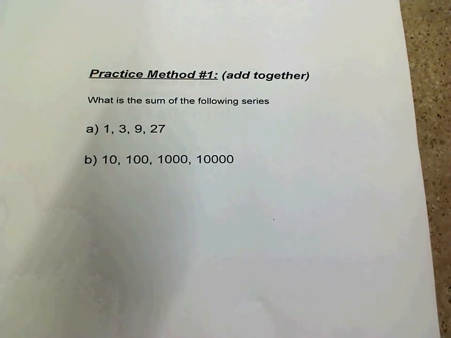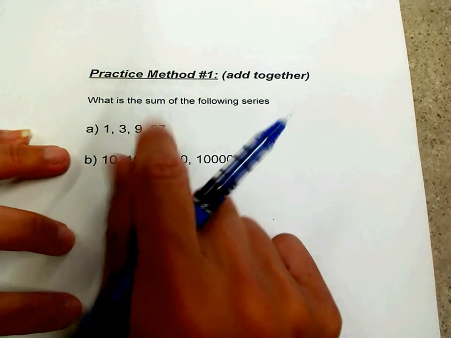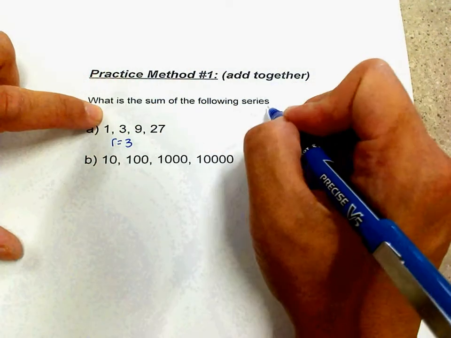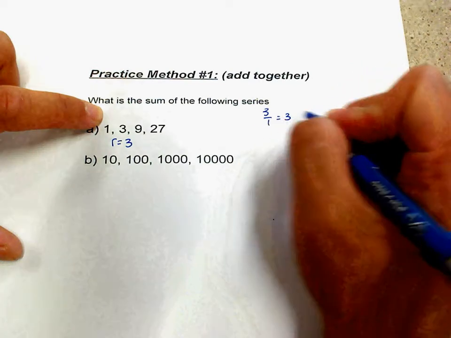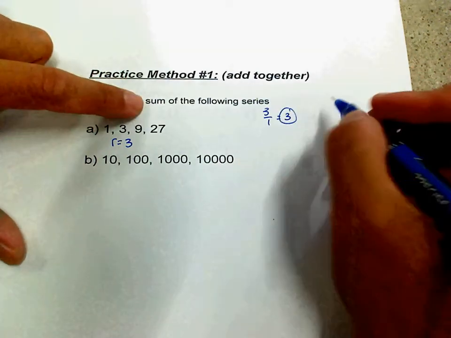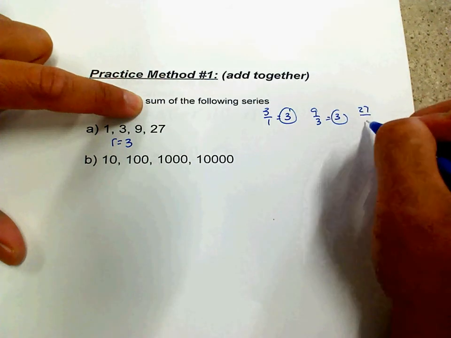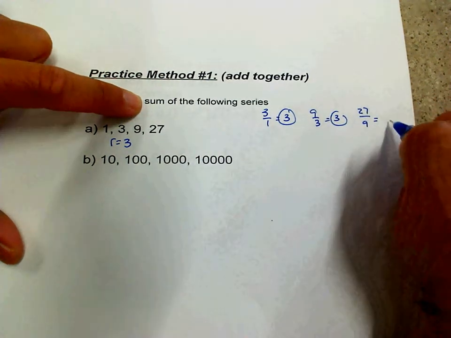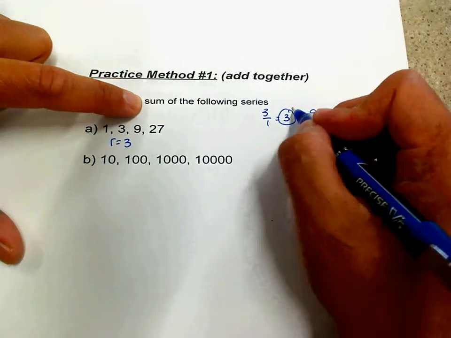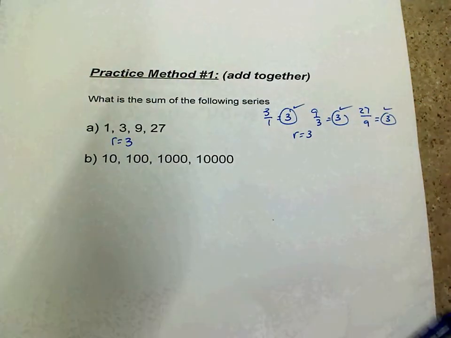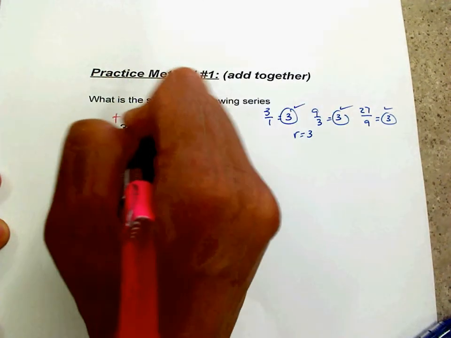In the first method, you're going to add it all together. So I have a beginning and an end. My R is 3, and if you didn't know it, you would take 3 divided by 1. See how to get that? 9 divided by 3, 27 divided by 9. The one before it, notice how they're all 3's. So that means your R is 3. So all you have to do is add them together, just like that. Okay?